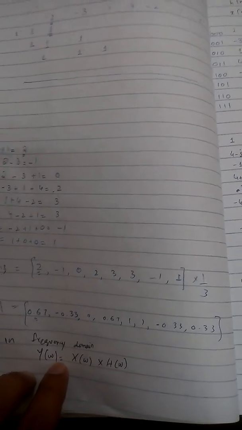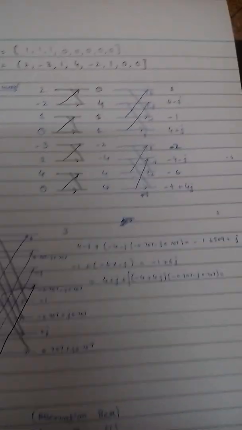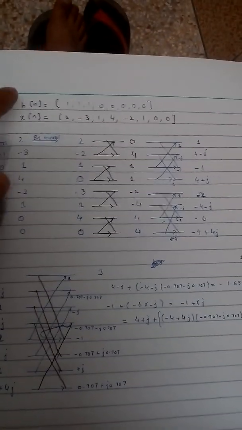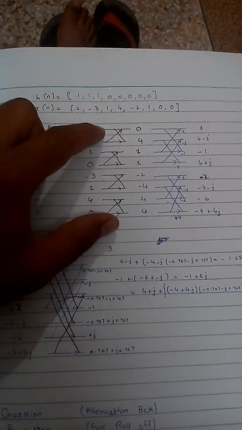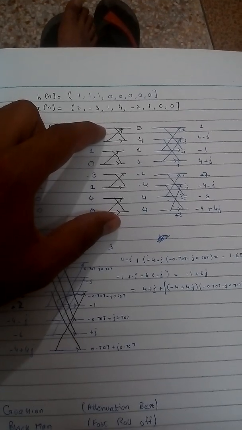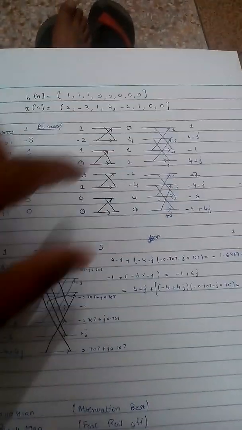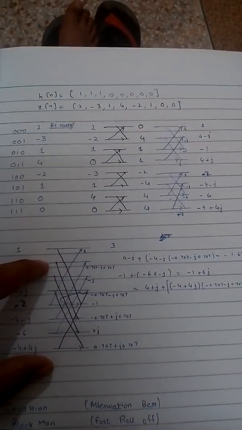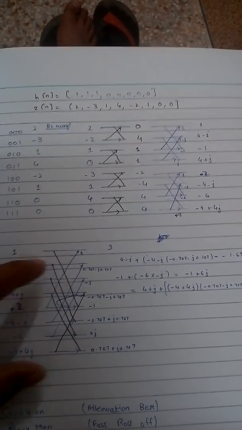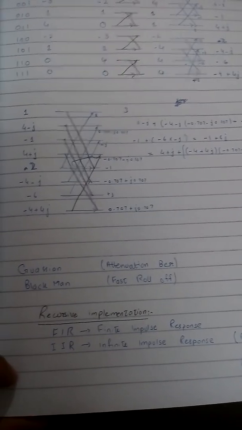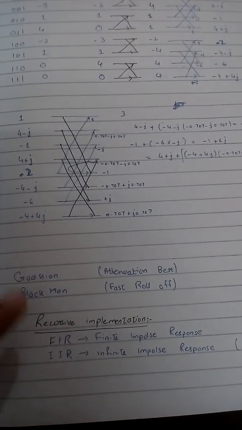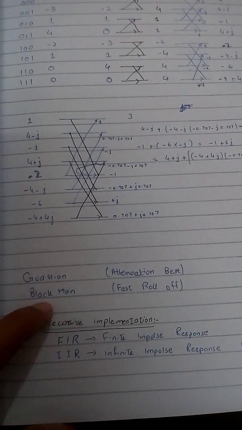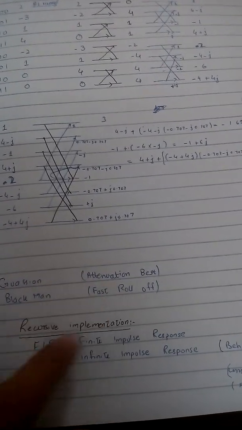Now we convert into the frequency domain, where we apply the fast Fourier transform on it. The signal is first converted into 2 point FFT, then 4 point, and at last 8 point FFT, and then we get the original signal back in the time domain. The next thing is, when we require the best attenuation result, the Gaussian formula will be used, and the Blackman is used for fast roll off.